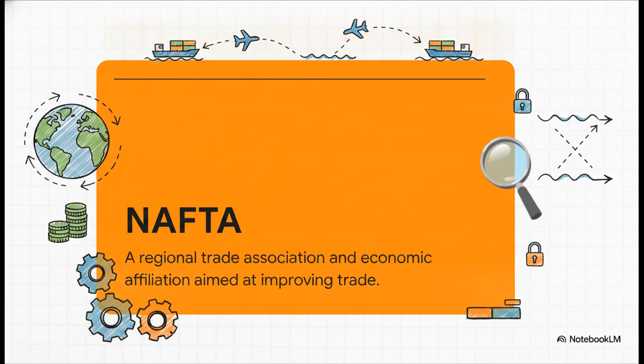Let's take a geopolitical example like NAFTA. Now, it was obviously drafted, debated, and signed by politicians, which makes it highly visible in the political sphere. But fundamentally, it's a regional trade association aimed at improving and regulating trade. So while politicians set the stage, the ultimate classification for a business's survival strategy is economic. It governs the financial exchange across borders, perfectly bridging that gap between the P and the E in PESTLE.